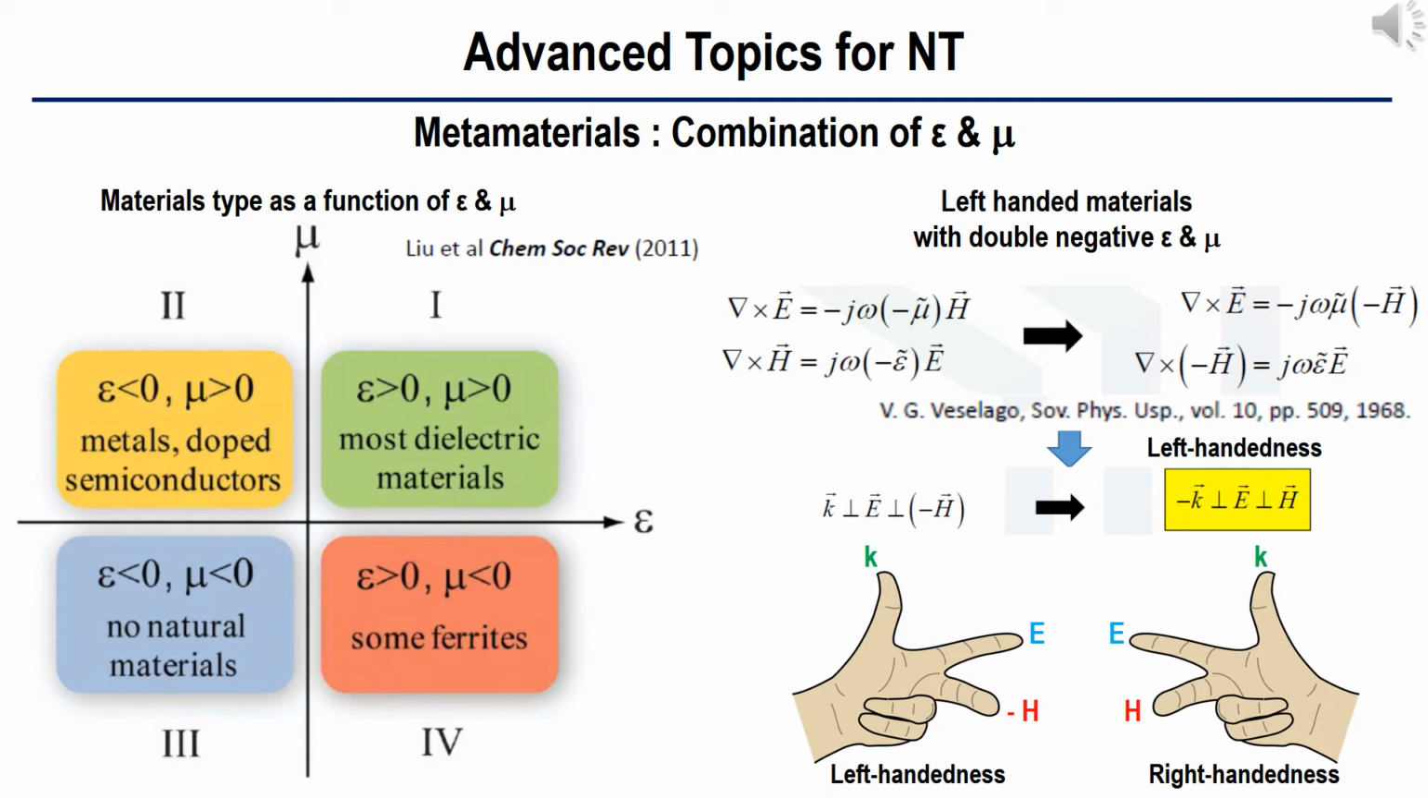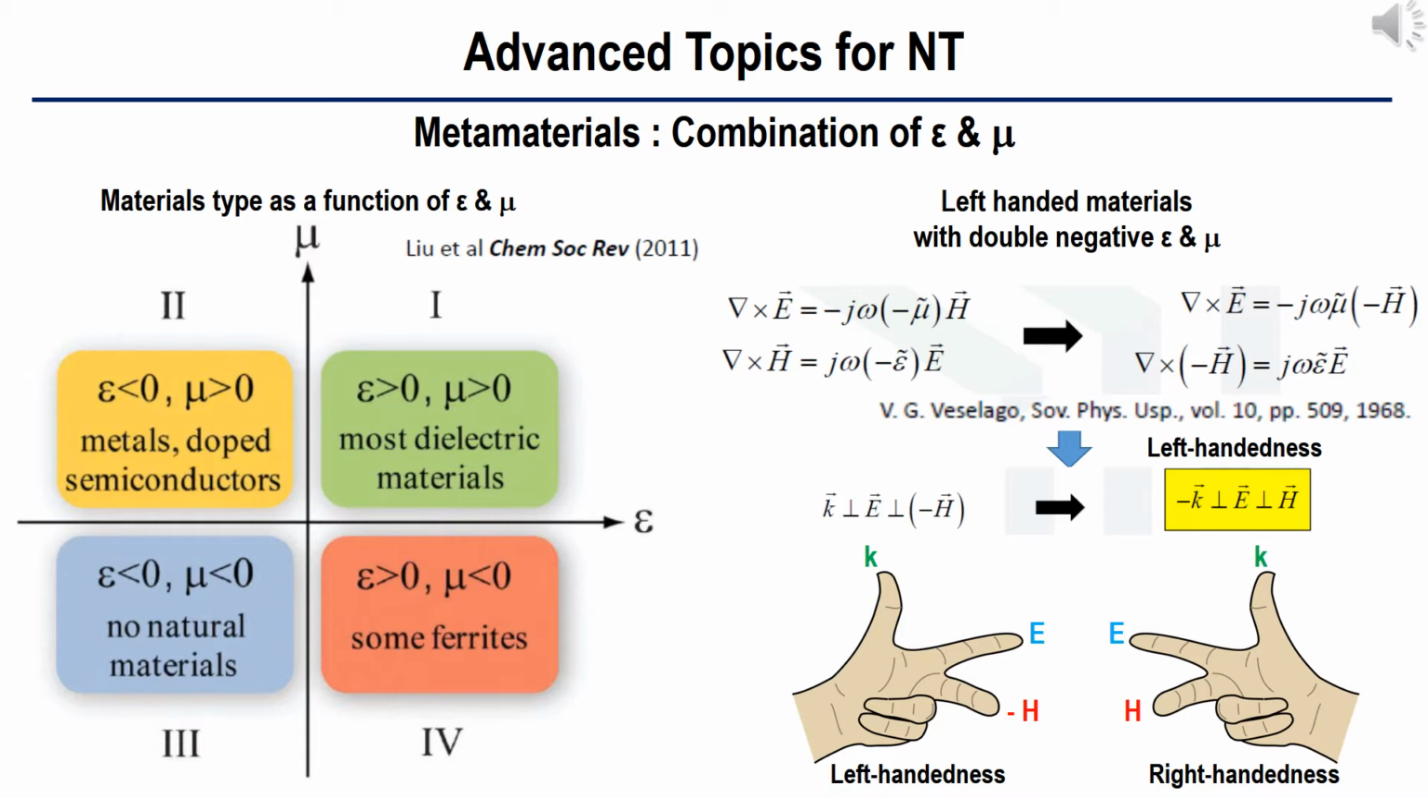Based on the sign of epsilon and mu, we can classify the composites or materials into three classes. The first criterion is double positive materials, which have positive epsilon and mu. These materials are ordinary effective media. They are called right-handed media. The second criterion is single negative materials, which have opposite signs for epsilon and mu. They can be left-handed or right-handed.